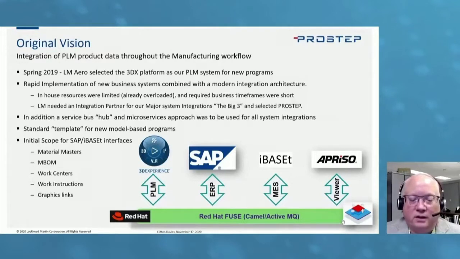The way that the advanced development programs work at Lockheed Martin, we have quite a few different programs that operate on different networks. And so another important aspect of this is it had to be a template for new programs, so that we could take what we did with PROSTEP on this one effort and instantiate it in several other places as we migrated more and more programs to 3DX and the new business system model.